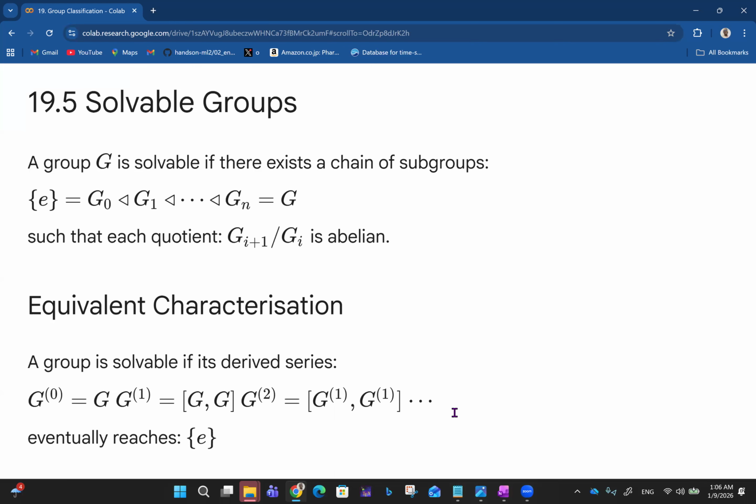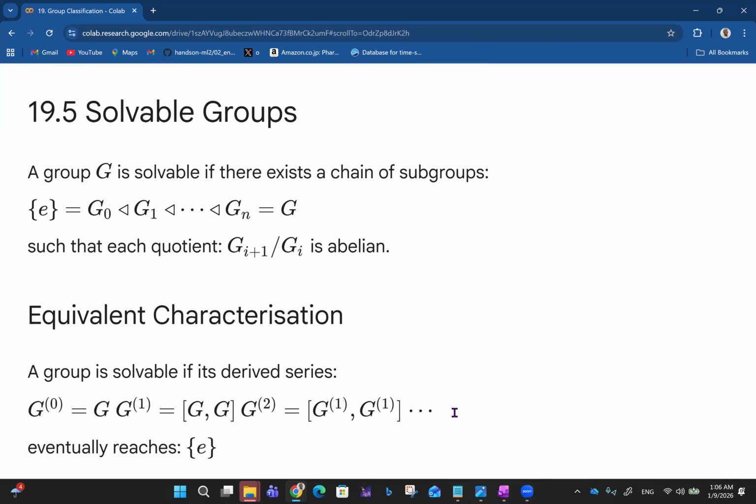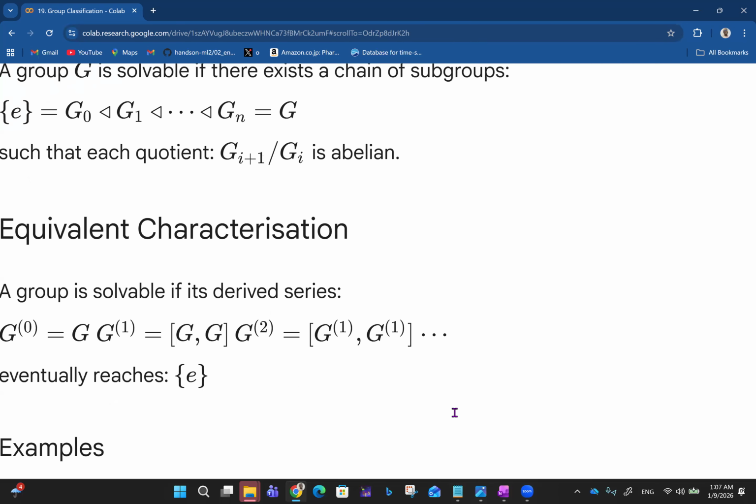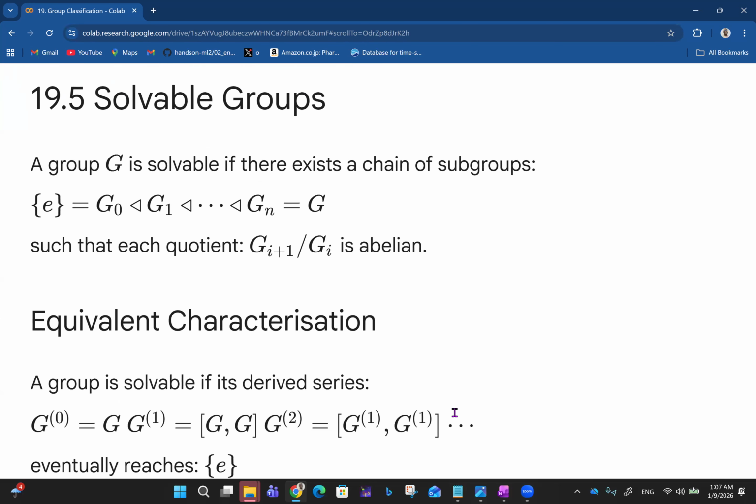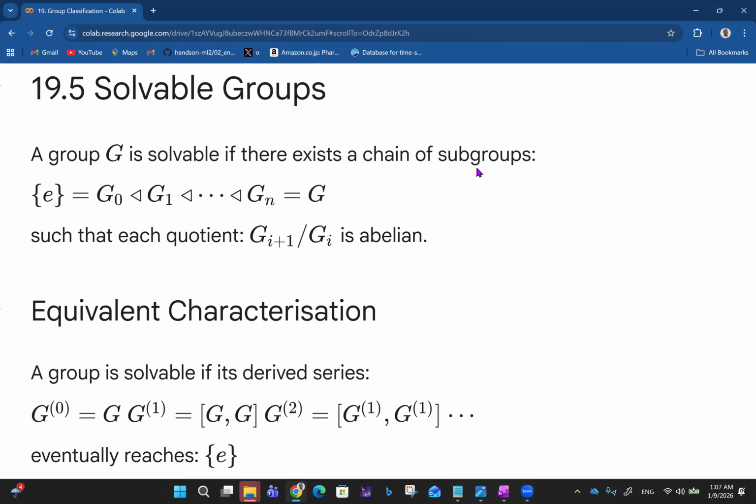So then we have another type of group. We've talked about groups of order pq and groups of order p squared, and now we've talked about simple groups. Now we're talking about solvable groups. A group G is solvable if there exists a chain of subgroups.